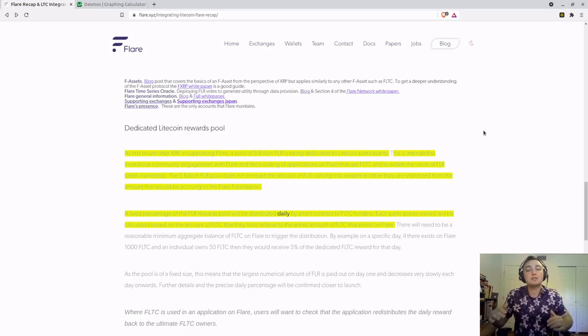This video is mainly just speculating on some rewards that we can earn by minting some F assets.